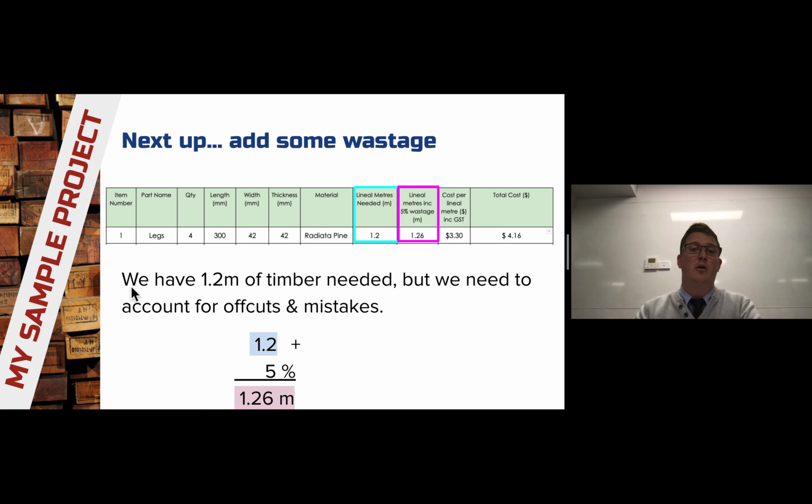So here we go. We've got 1.2 metres of timber is needed, but when we account for offcuts and mistakes in our wastage, we need to add in 5%. So I do 1.2 on my calculator plus 5% gives me 1.26 metres. There we go, purple matches purple.